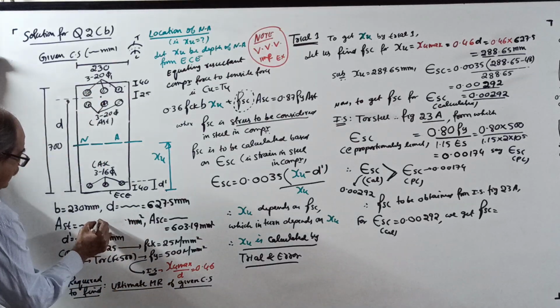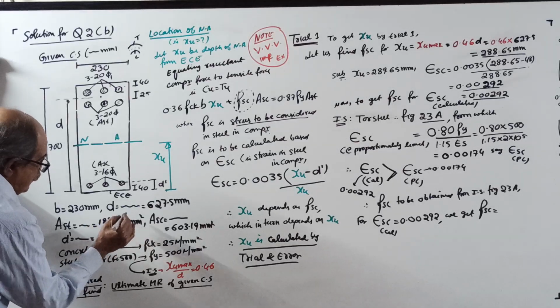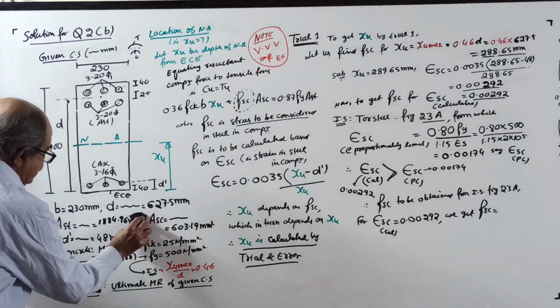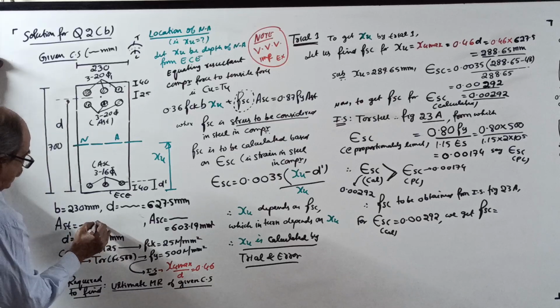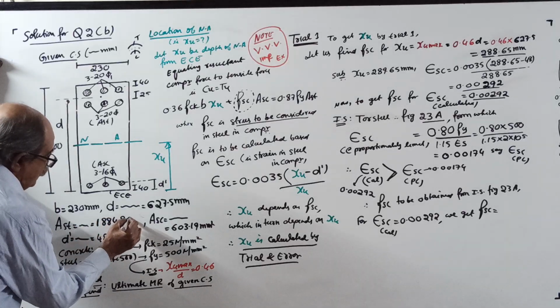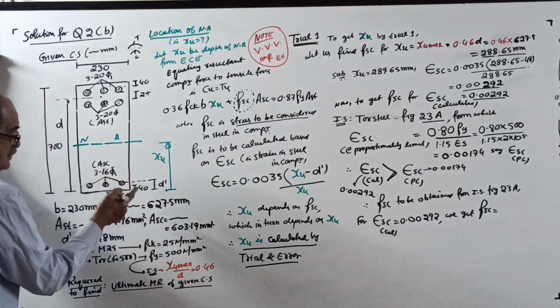It is 1884.96. I know that number. One minute. I have no doubt now whether I solved for 1963.5 or 1884. I'll check later. Okay, AST equal to 1884.96 because I know for 6 bars it will come. It is a good number. Okay, ASC, I'll check later.